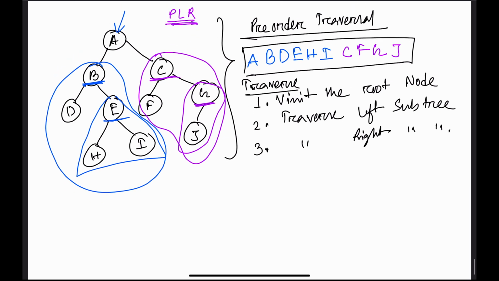Now let's talk about in-order traversal for the same tree. Now let's draw it. A, B, C, D, E, F.